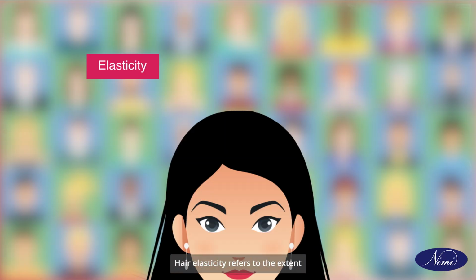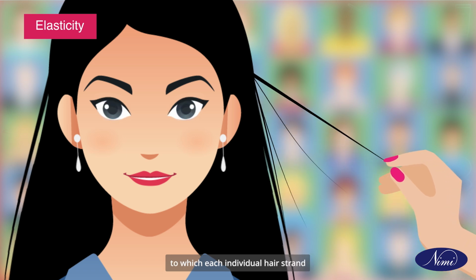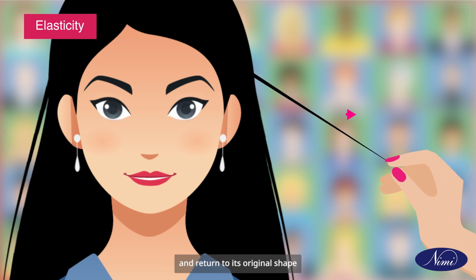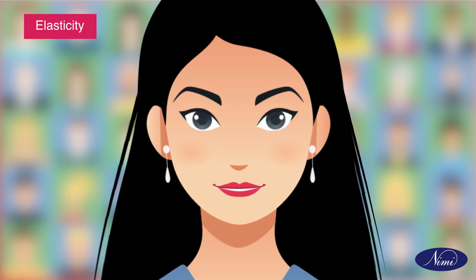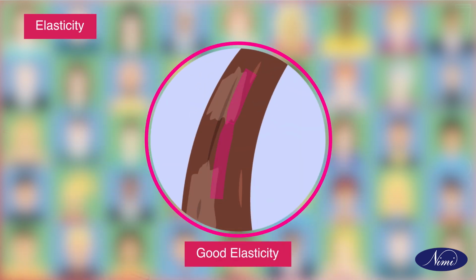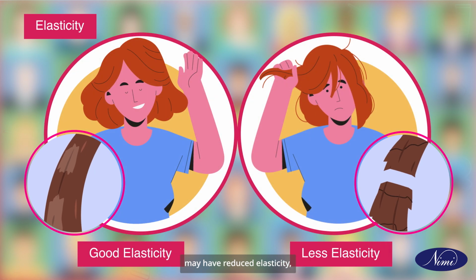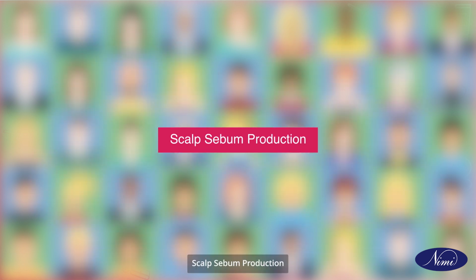Elasticity. Hair elasticity refers to the extent to which each individual hair strand can be stretched and returned to its original shape without breaking. Healthy hair has good elasticity, while damaged or overly processed hair may have reduced elasticity, leading to breakage and brittleness.